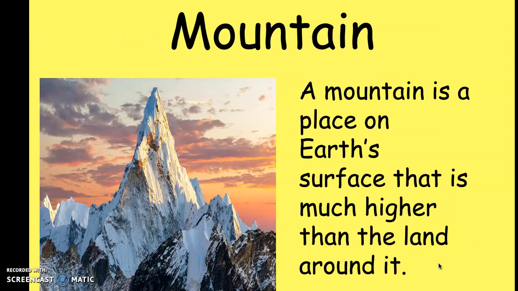A mountain. A mountain is a place on Earth's surface that is much higher than the land around it. And again, we learned about this yesterday, and the reason why mountains are created is because of the tectonic plates actually pushing up against each other. So if there was one coming from this side and one coming from this side, it would be pushing this peak up. And that's how that mountain got very, very high.